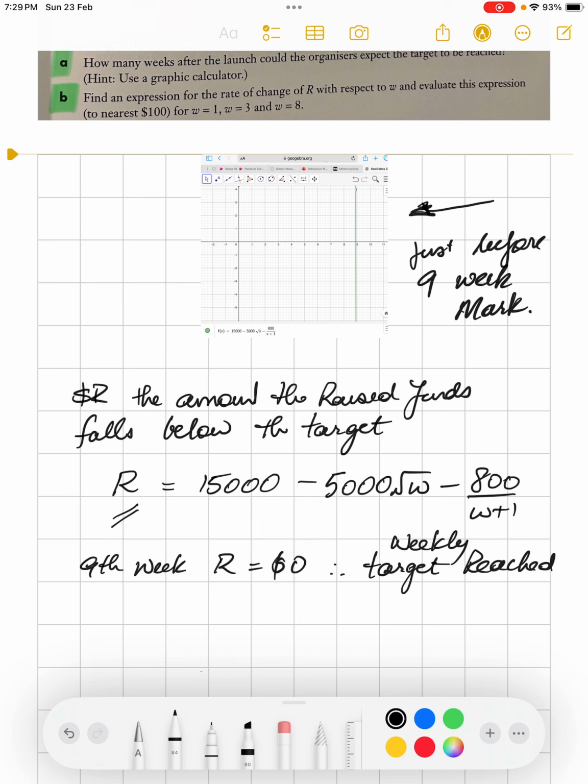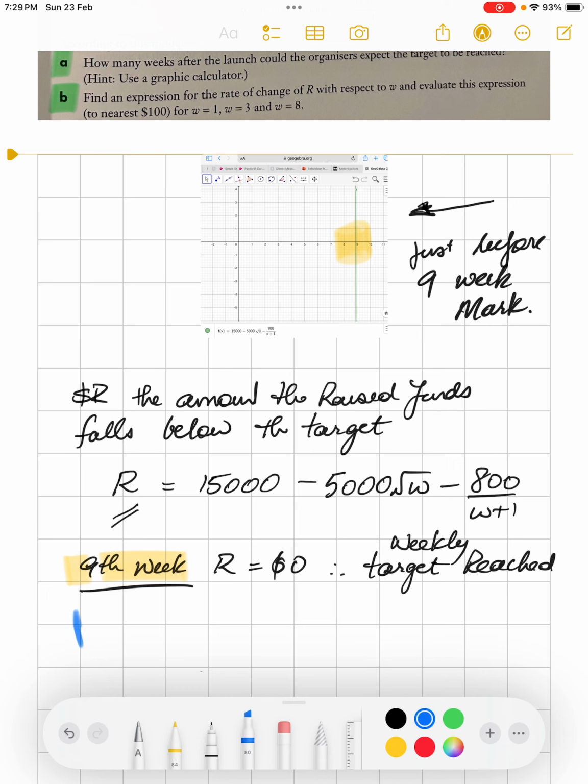So, part A, we've answered how many weeks after the launch could the organisers expect the target to be reached, and we've got the target will be reached after the 9th week, and we know that because we've got a sketch of the graph here, and it's crossing at just before the 9. So our $0 means our shortfall is $0.